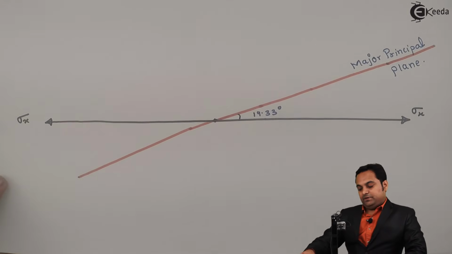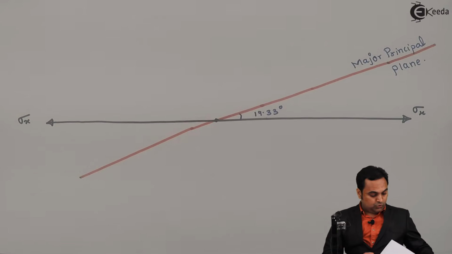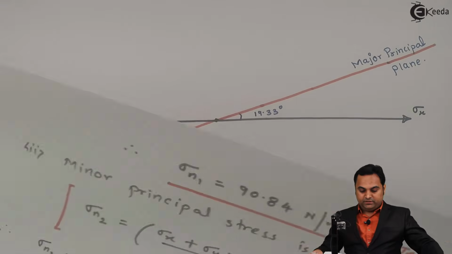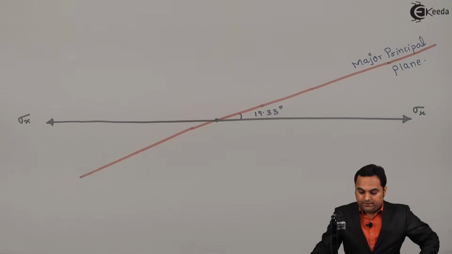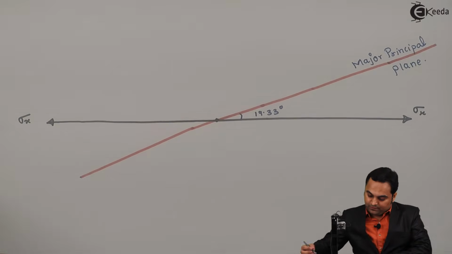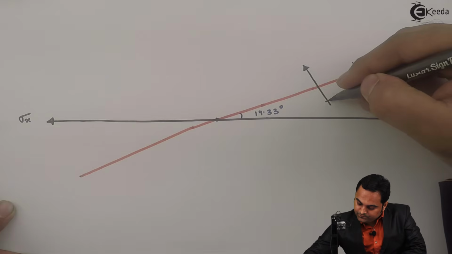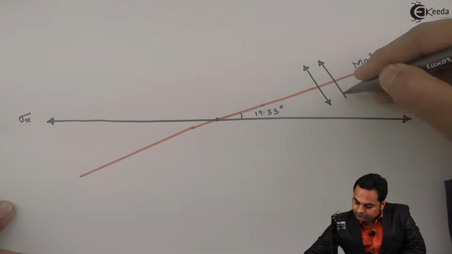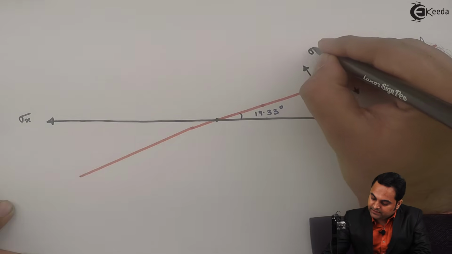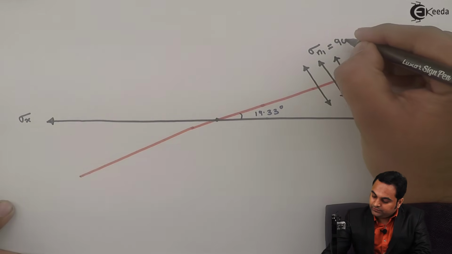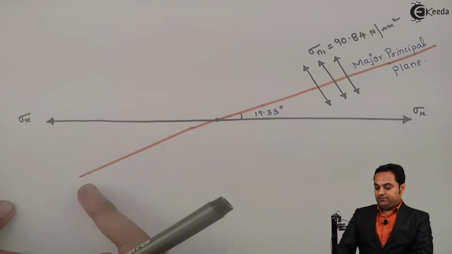Now this major principal plane will carry the major principal stress, and that was sigma n1. So we have found out sigma n1, it was 90.84 Newton per mm square. So on this plane there is a major principal stress. Since it is tensile, I am denoting it in this order, marking the arrows away, showing tensile stress. So here this plane carries sigma n1 equal to 90.84 Newton per mm square. This is the major principal stress acting on the major principal plane.